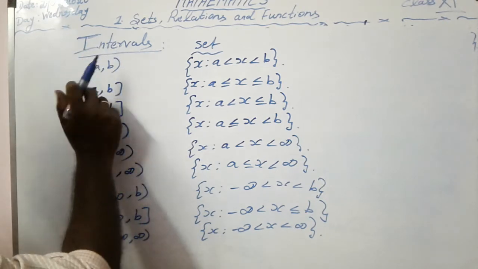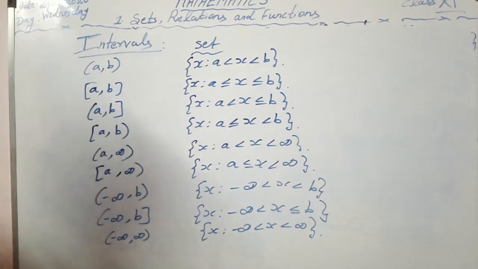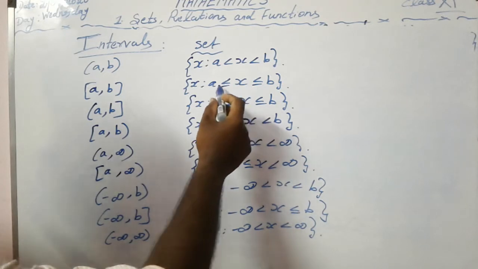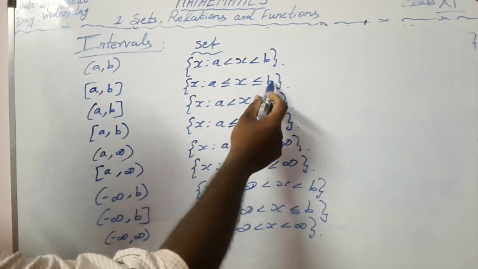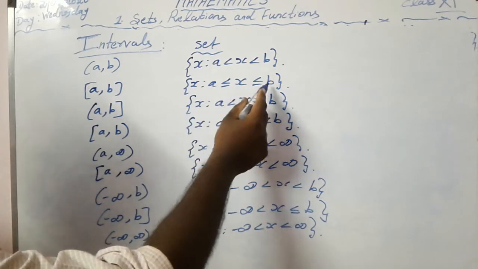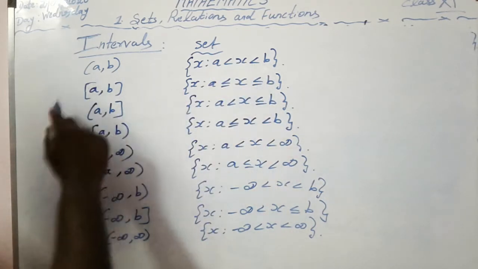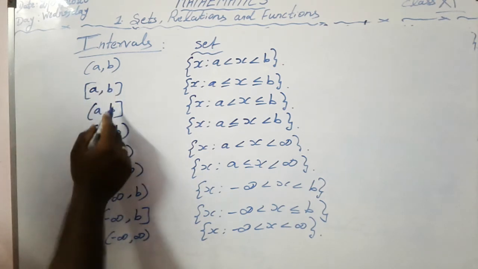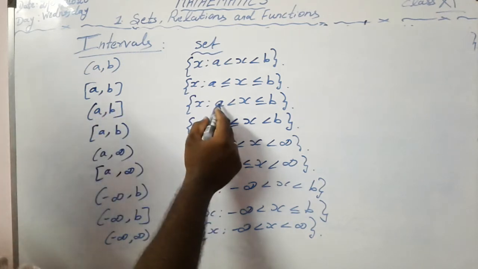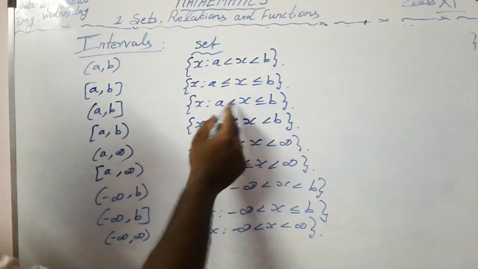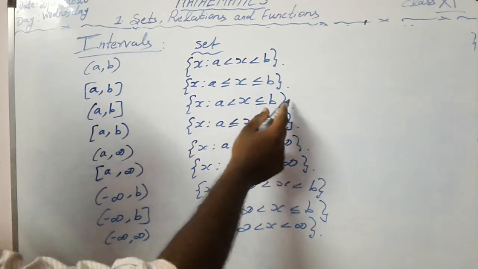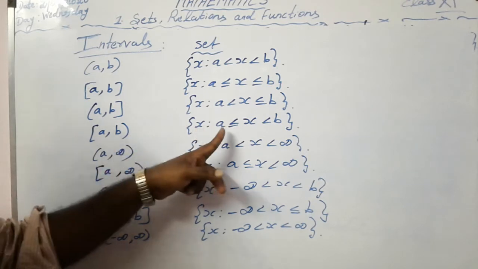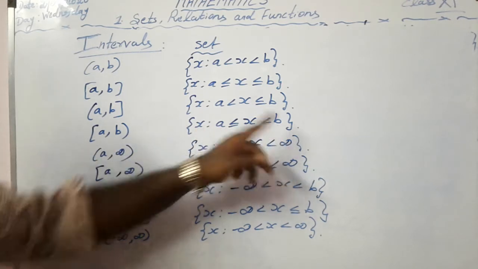So here, closed bracket A comma B, including A and B. X must be greater than or equal to A, but it should be less than or equal to B. So A and B are also included, that is closed bracket. Then left side open bracket, right side closed bracket, excluding A, including B: A is less than x less than or equal to B. Right side open bracket, left side closed bracket, so including A, excluding B.